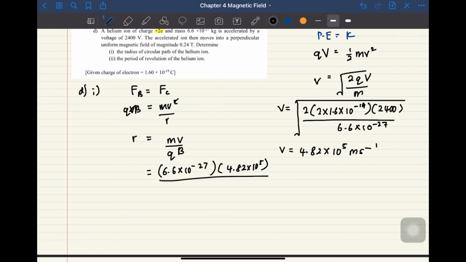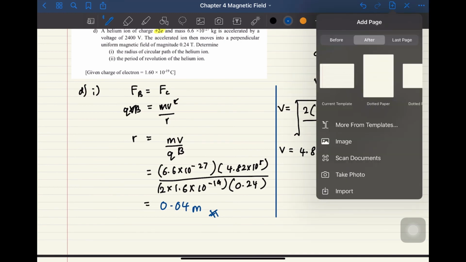And then the charge here is 2e, so 2 multiplied with 1.6 times 10 to the negative 19. And the magnetic field is 0.24 Tesla. Again, just take your calculator and you should get the answer. Here I got 0.04. So this would be the answer for question number D1.